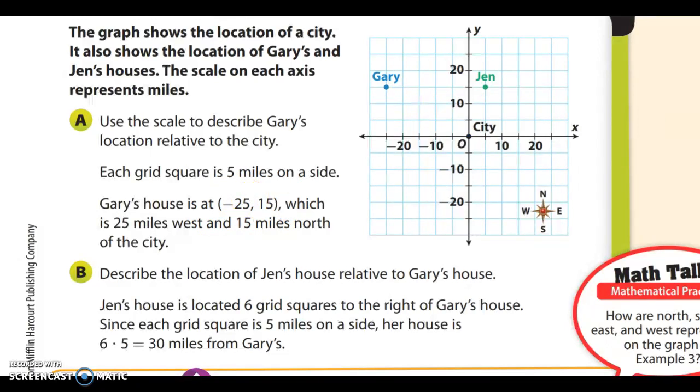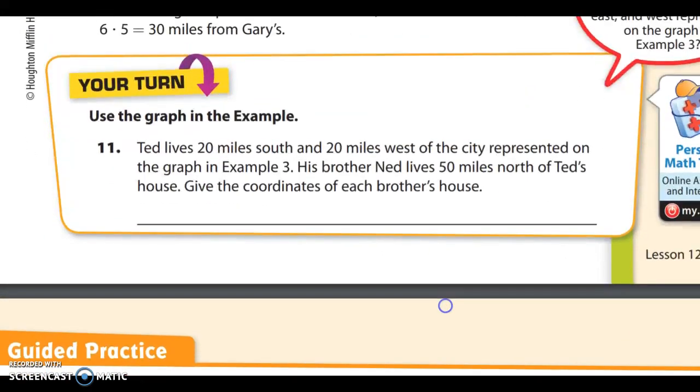B says describe the location of Jen's house relative to Gary's house. So Jen's house is right here. We're comparing Jen's house to Gary's house, not Jen's house to the city. So if we think about Gary's house, we have to go 1, 2, 3, 4, 5, 6. It's 6 spaces to the right, but 6 times 5 is 30. Jen's house is located 6 grid squares to the right of Gary's house. Since each grid square is 5 miles on a side, her house is 30 miles away from Gary's. I guess that's all we had to do. All right, let's move on. Let's try the Your Turn.